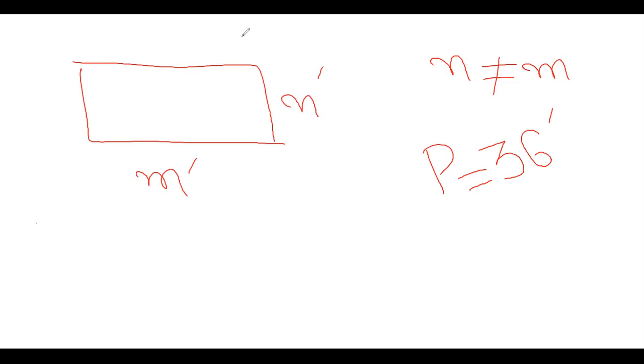The options are: first, 45, which should not be the area. Number two, 56. Number three is 72. Number four is 77. And 81.